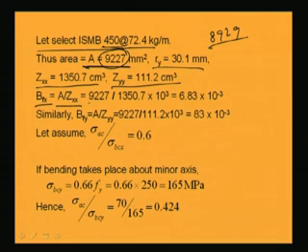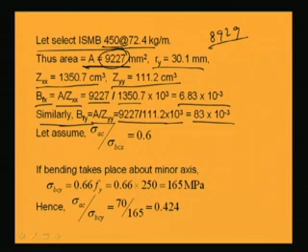So, A is given as 9227 and ZXX is given as 1350.7 into 10 cube millimeter cube. So we are getting A by ZXX as 6.83 into 10 to the power minus 3. Similarly, BFY is equal to A by ZYY, which is 9227 by 111.2 into 10 cube, equal to 83 into 10 to the minus 3. So BFY and BFX we are getting.